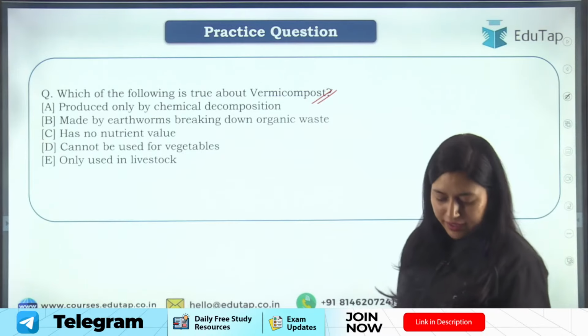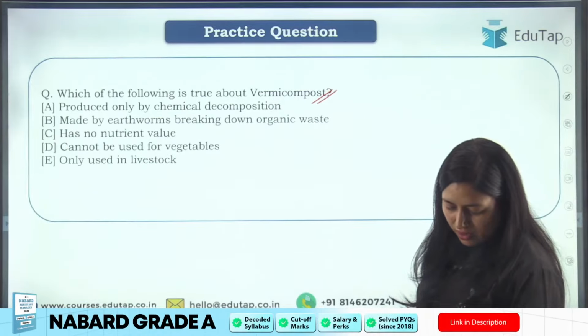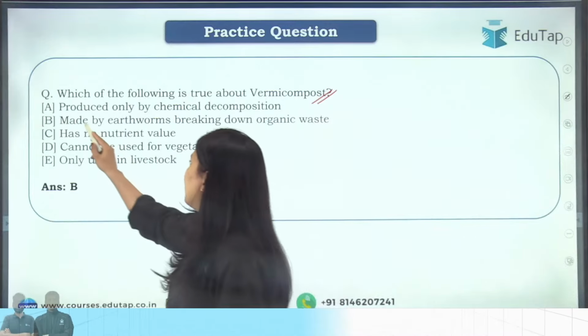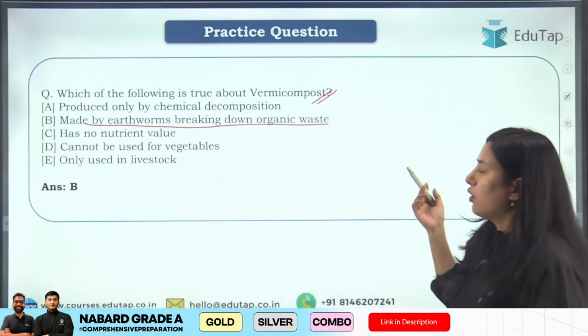Okay, so students, very good. I can see few people have given right answer. Most of you have given the right answer. Very good. And it is option B. ठीक है, made by earthworms by breaking down organic waste. So students, वर्मी कंपोस्ट क्या होता है? कंपोस्ट क्या होता है in general?